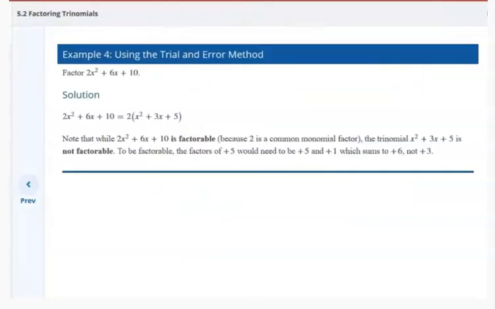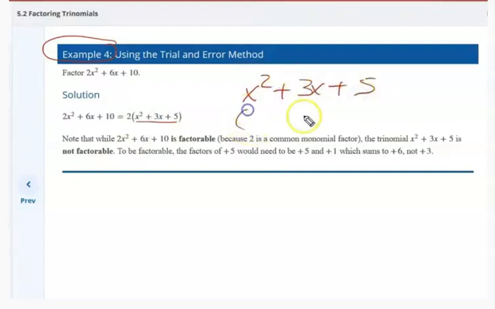Now, for example 4, as you do it, just write this down. And notice there is a 2 that can be factored out of each one. And then we end up with this. And then you have x squared plus 3x plus 5. Put that in parentheses. Keep in mind you have the 2 there.